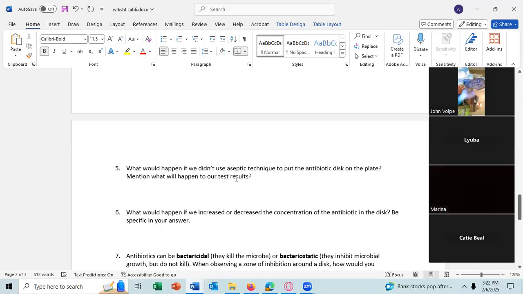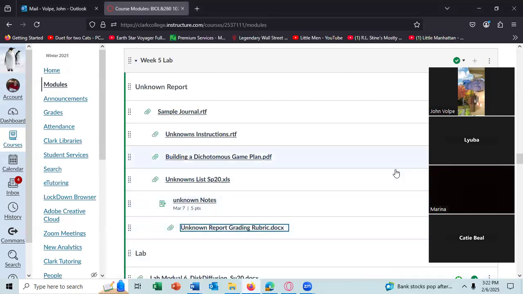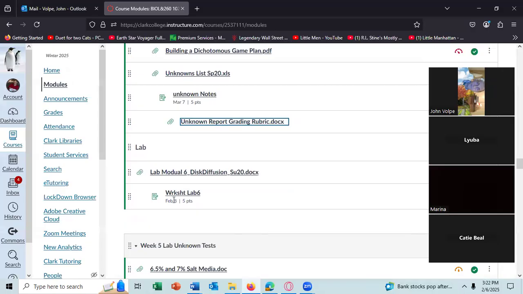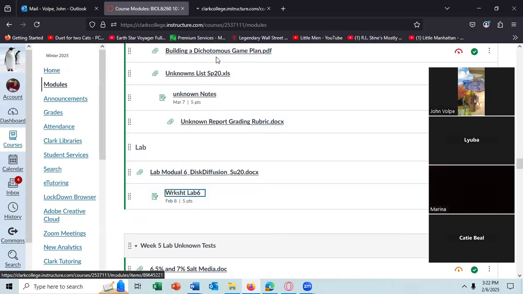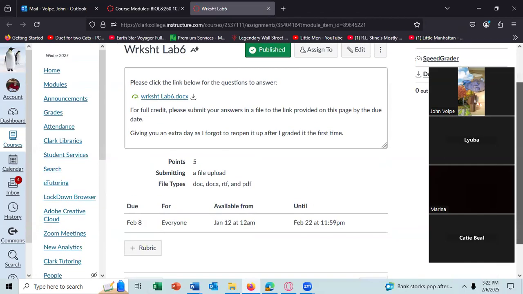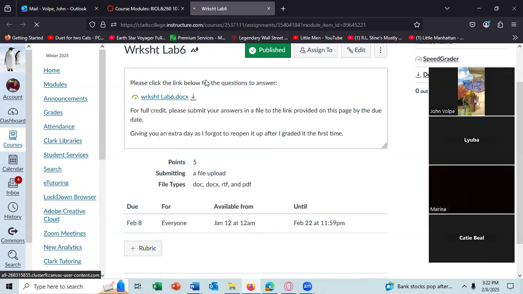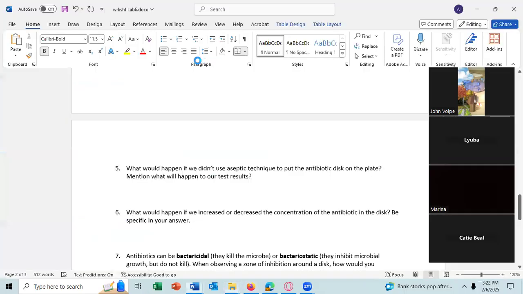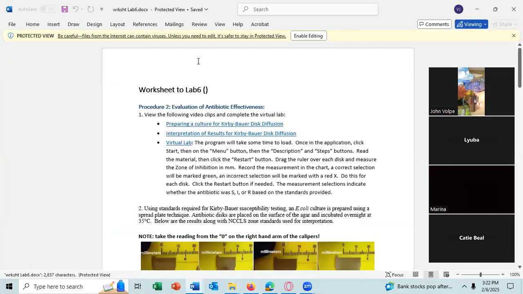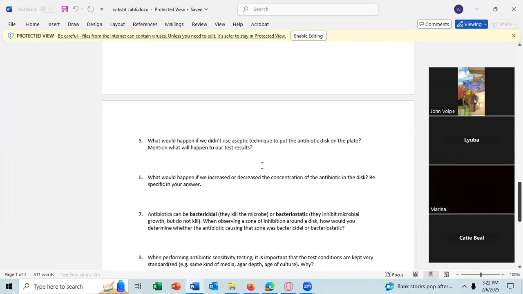State that there. Let me check to make sure I've updated the worksheet for this lab to the newest version. I should have, but let's just check to make sure I did. Oh, there it is. I'm just going to download it because we can view it easier. Yep, it's there. All right.